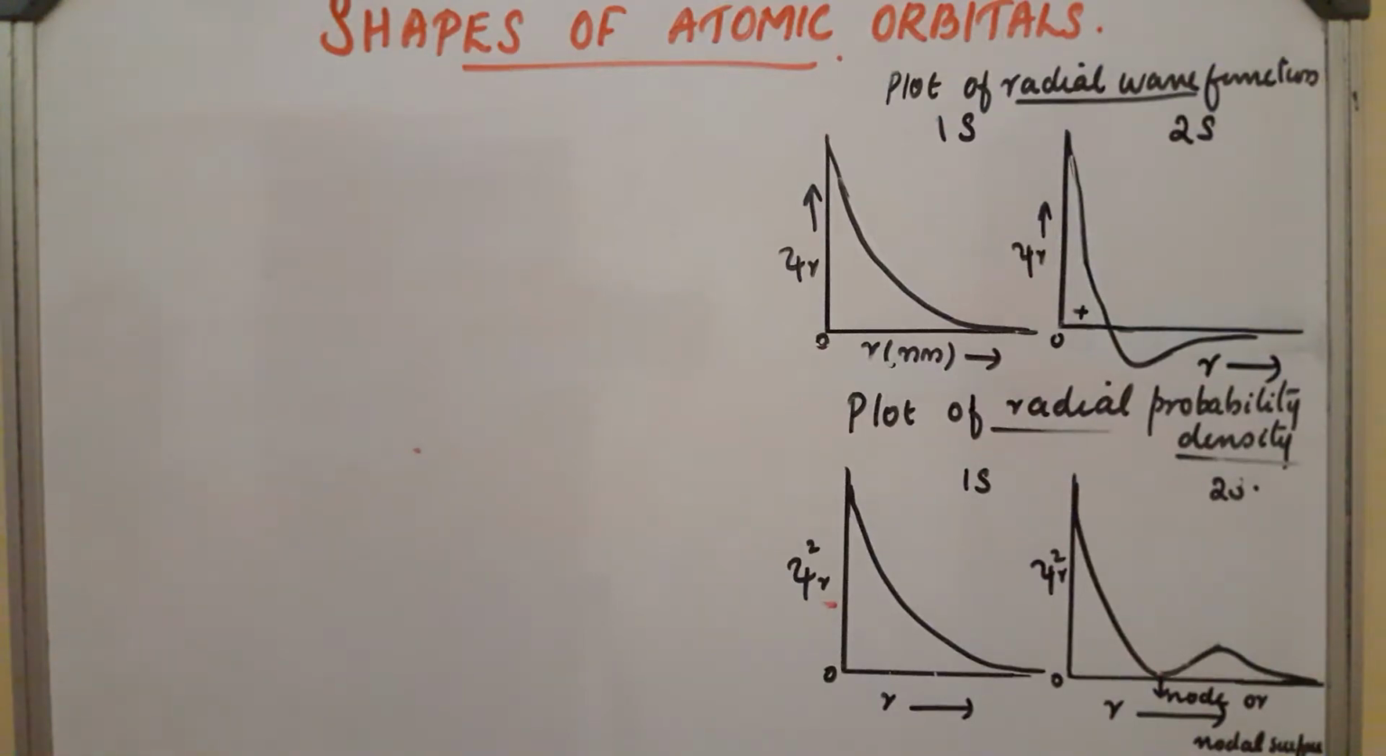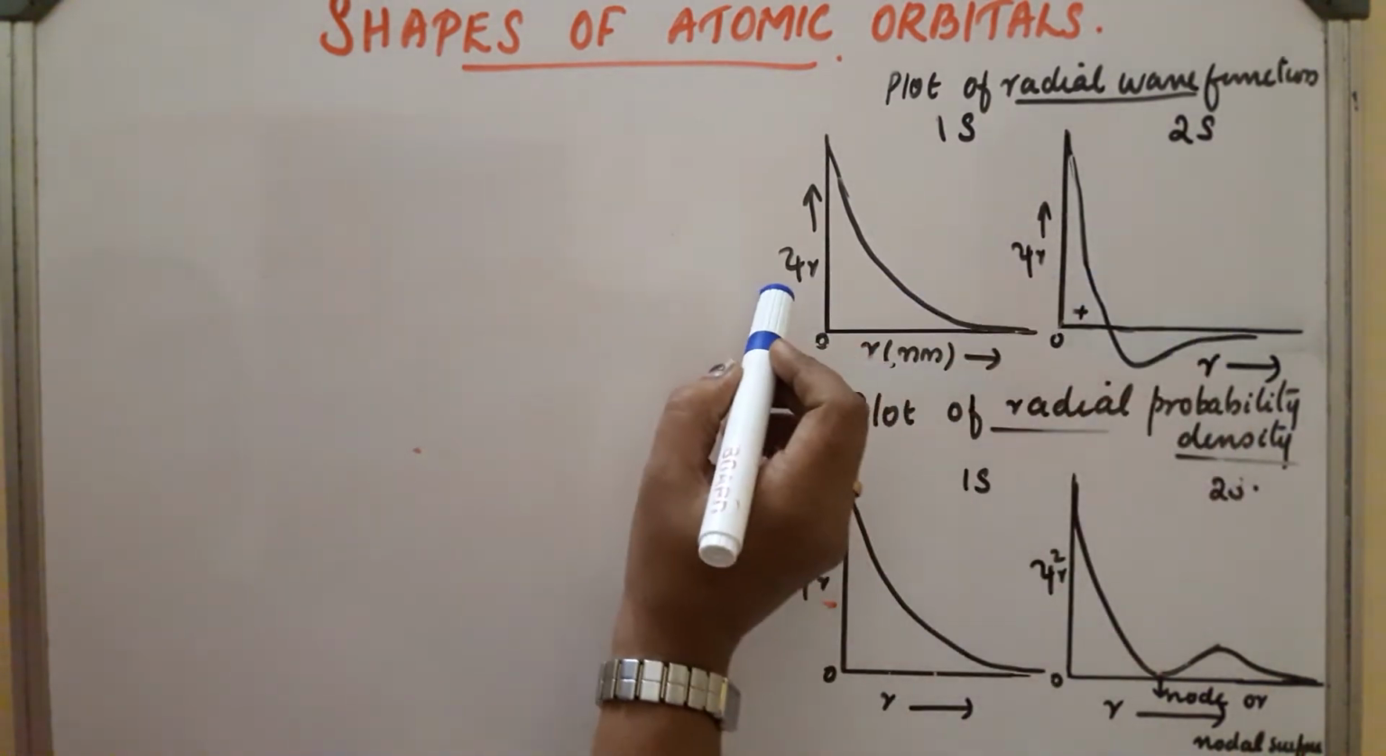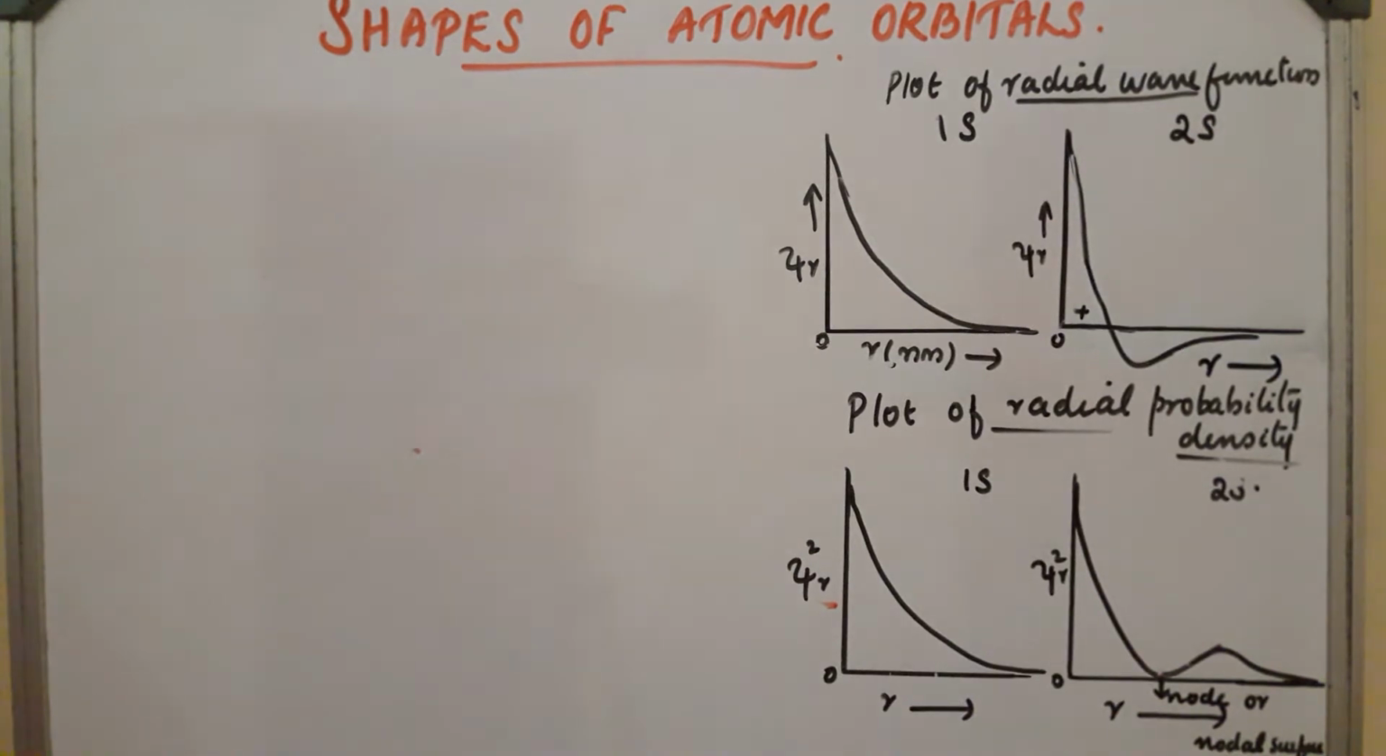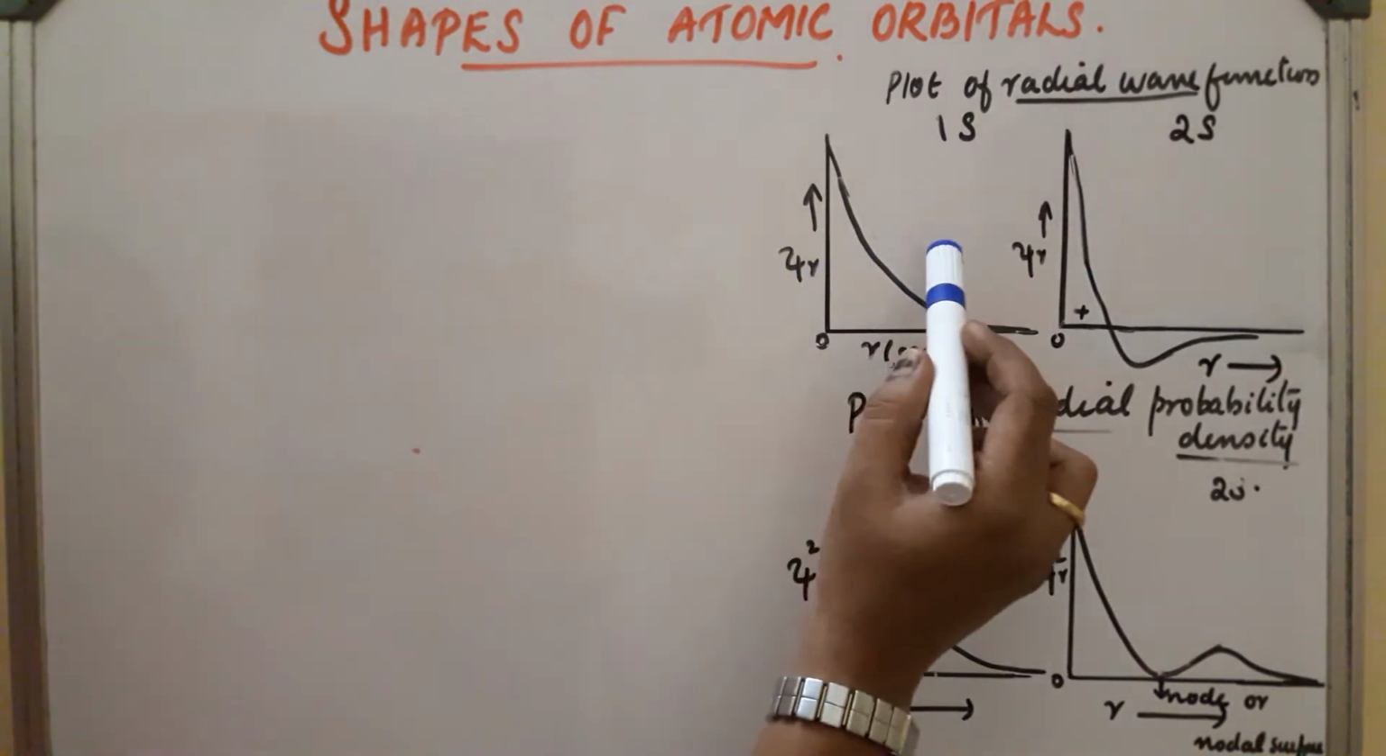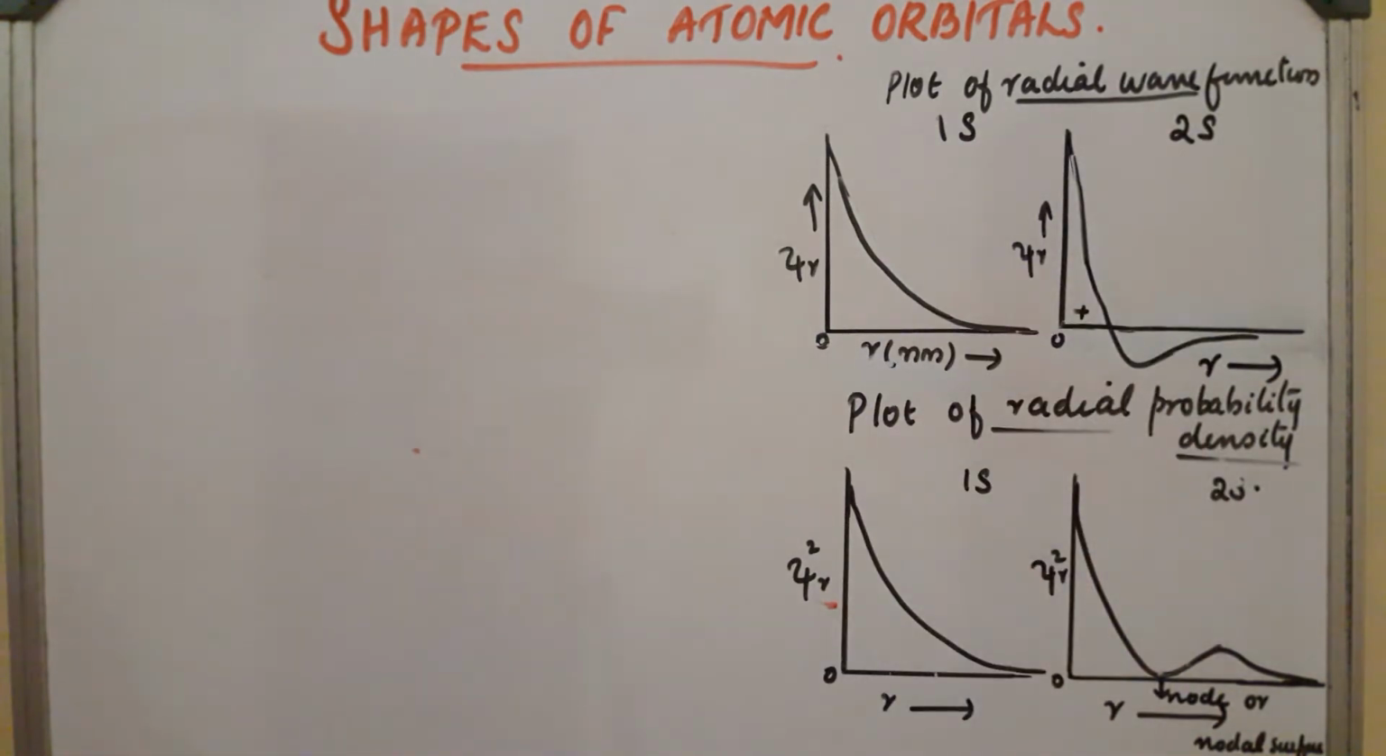Shapes of atomic orbitals. Before discussing the shapes, let us discuss some graphs related to the radial wave function and radial probability density of electrons present in different orbitals. These two graphs represent the radial wave function psi r against r. Here, r is the distance of the electron from the nucleus, and we can see the graphs are different in the case of two different orbitals.